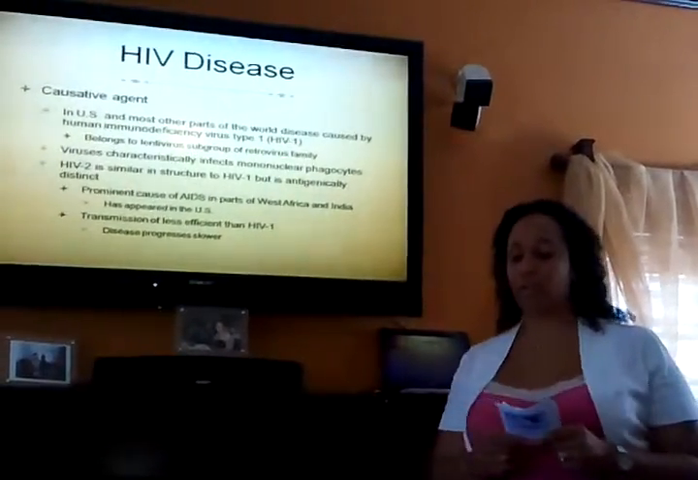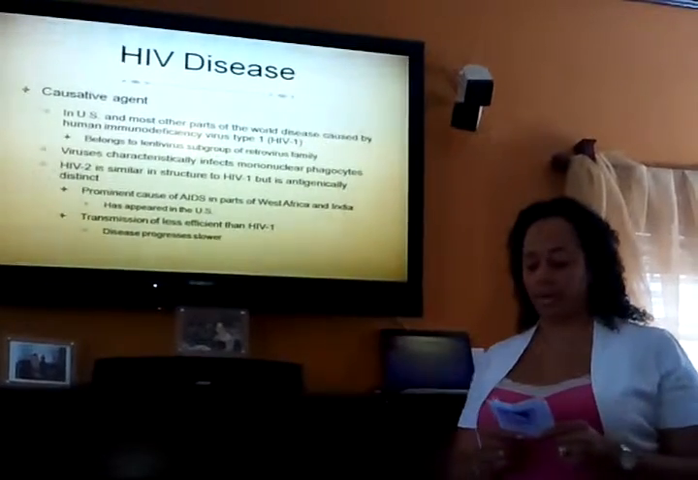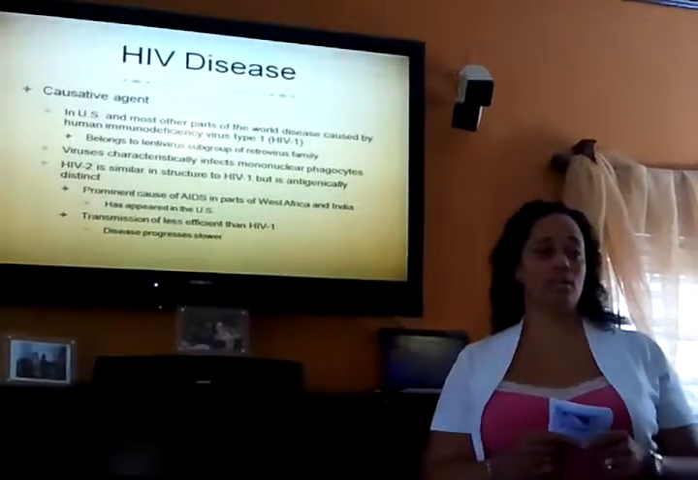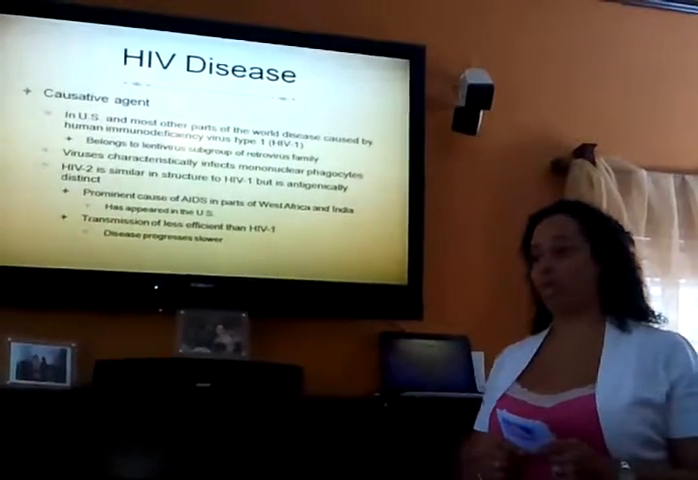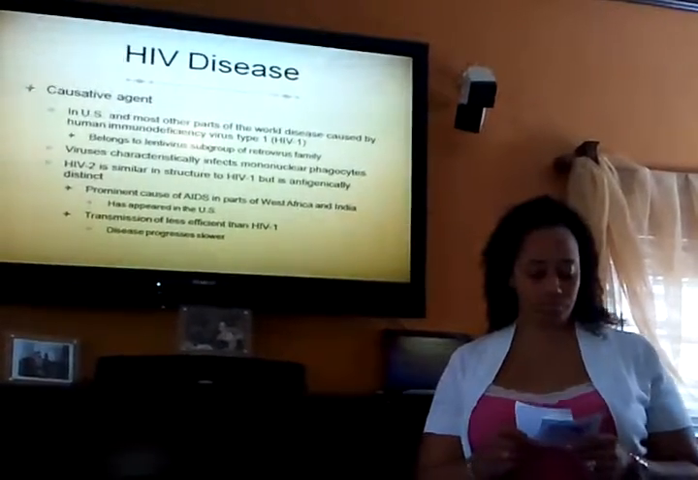HIV-2 is found in West Africa. It is antigenically distinct, and even though it's less potent than HIV-1, a lot of people die from HIV-2 in West Africa due to lack of resources.